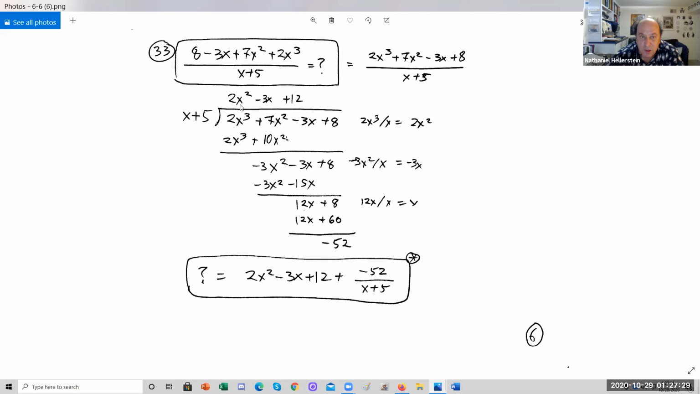2x cubed over x is 2x squared. Multiply that, 2x cubed plus 10x squared. Subtract, minus 3x squared minus 3x plus 8. Minus 3x squared over x is minus 3x into the quotient. Times x plus 5 is minus 3x squared minus 15x. Subtract, 12x plus an 8. 12x divided by x is 12.